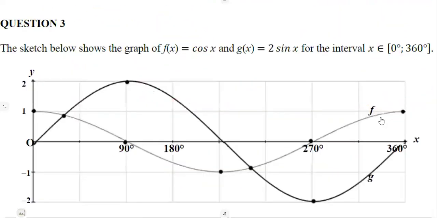So guys, it is just a play, but just revise as many questions. On question number 3, we are given 2 sketches. The sketch of f of x, which is cos of x. So this is cos of x. And the other one, g of x, which is 2 sine of x. So this is what we're given from 0 to 360 degrees in that interval.